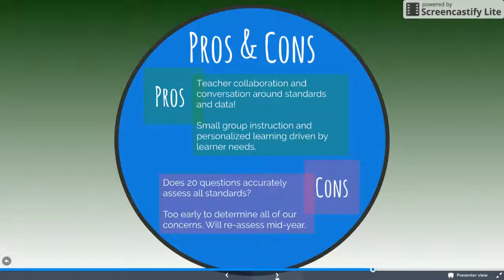Do 20 questions accurately assess all standards? Is it too early to determine all of our concerns? It's possible. We will reassess mid-year so we can see if we're on the right track, if we need to make some adjustments to the way that we're implementing the assessments, or if we're okay moving forward this year and taking another look at the beginning of next school year.